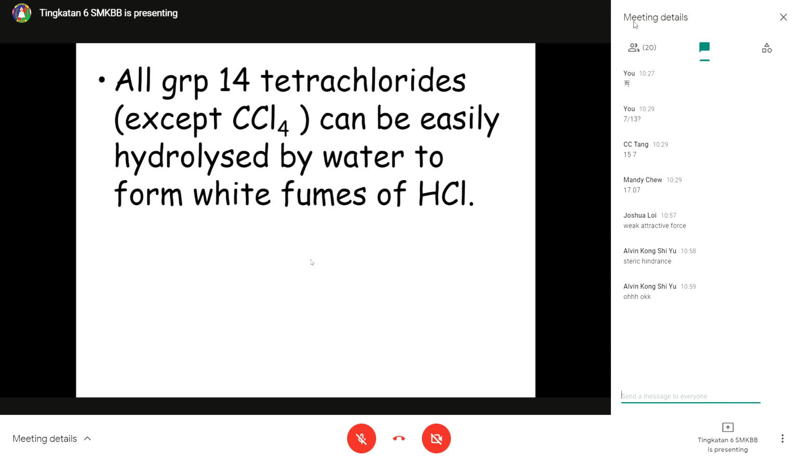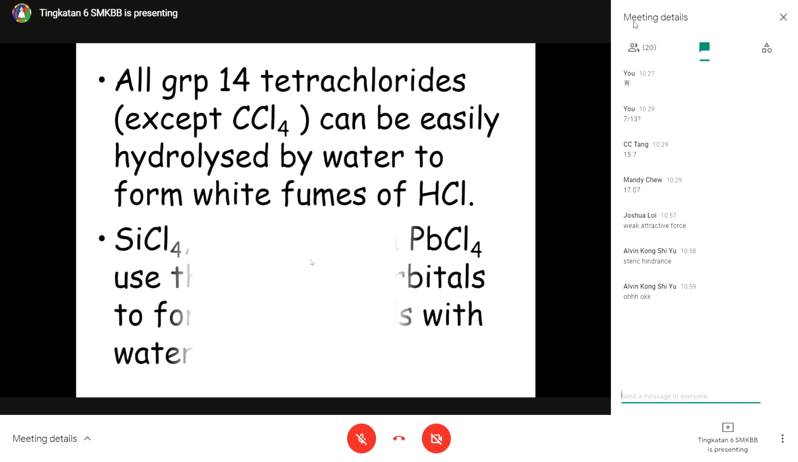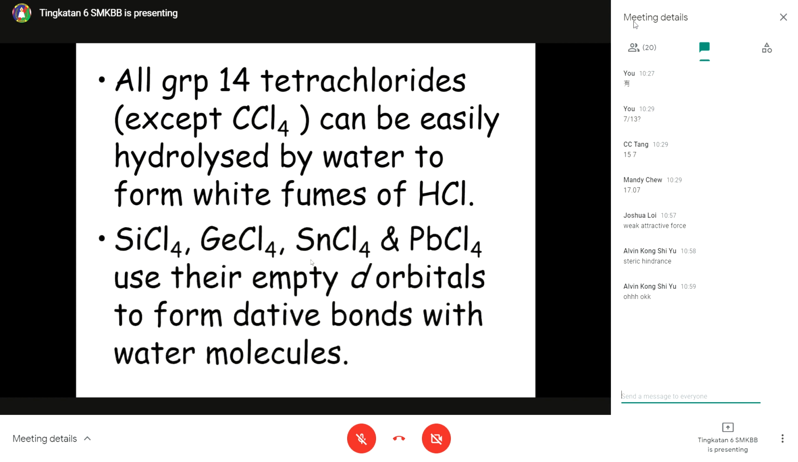Why can they do this? Because they all have empty d orbitals. So you can imagine, if a question asks why CCl4 cannot, there's a reason. Carbon is in period 2, with no d orbital yet, so it doesn't have an empty orbital to form dative bonds with water molecules.